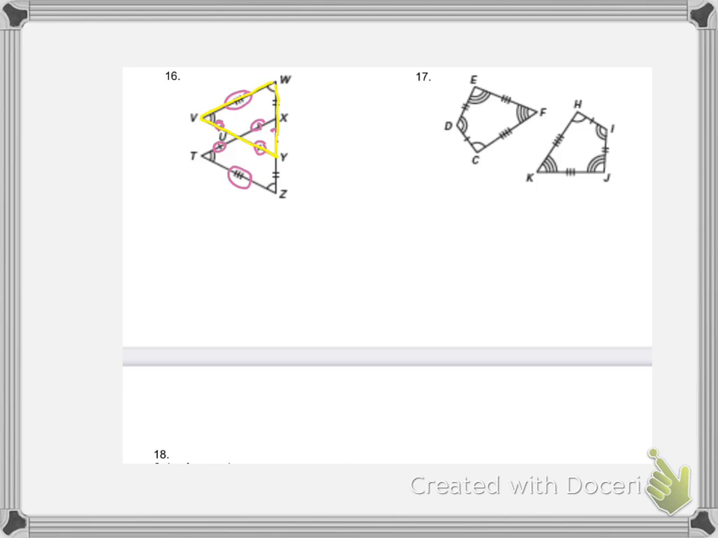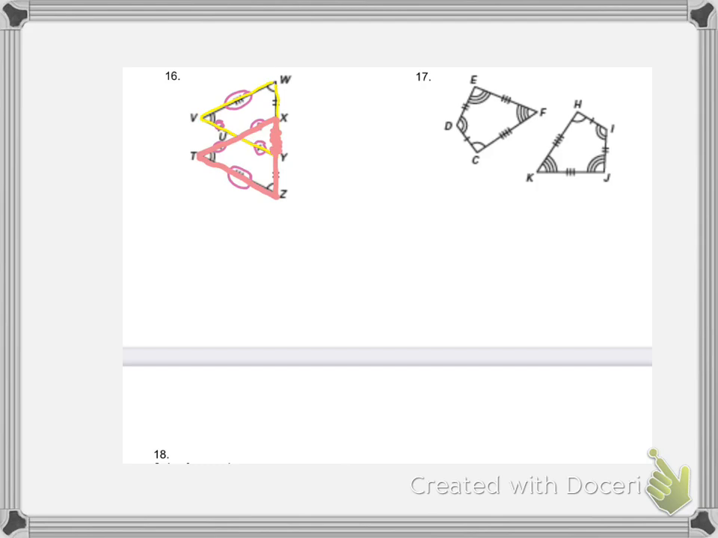So let me get another color. Maybe we'll do a pink. Okay, so then this is the other triangle. Okay, right here. So those are your two triangles. This little piece is an overlap, so it's the same to each triangle, so therefore that's going to help me make these triangles congruent. So now we need a statement.